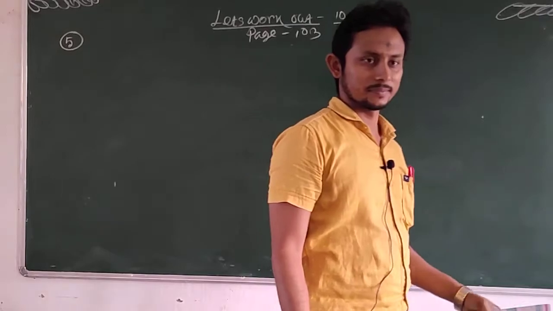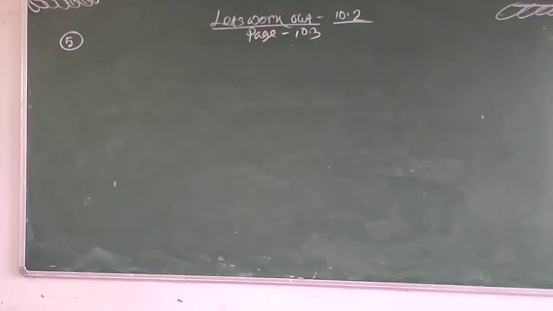Next one. Question number 6. There are 2 motors of 5 HP and 3 HP in a factory. The 5 HP motor requires 20 units of electricity in 8 hours. Let's work out using the method of the rule of 3: how many units of electricity will be required if the 3 HP motor works for 10 hours? Okay, let us do.